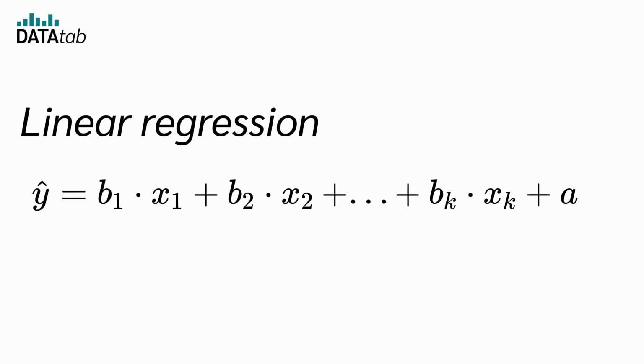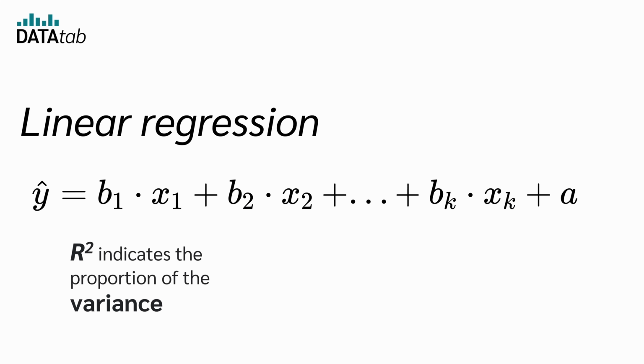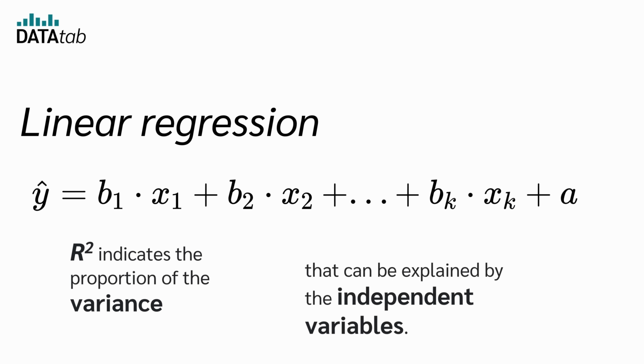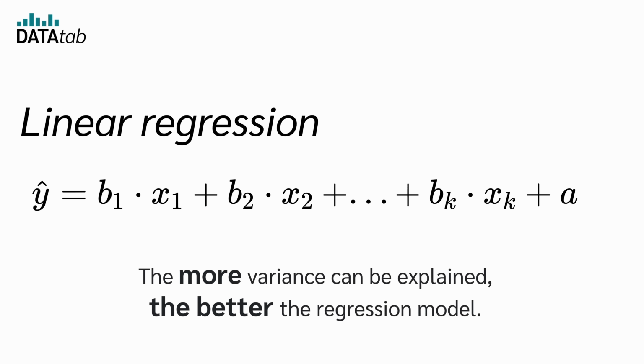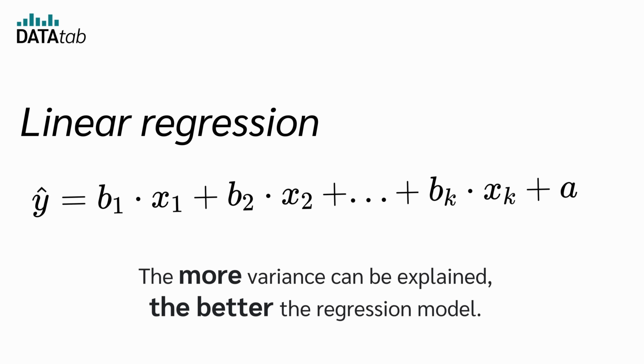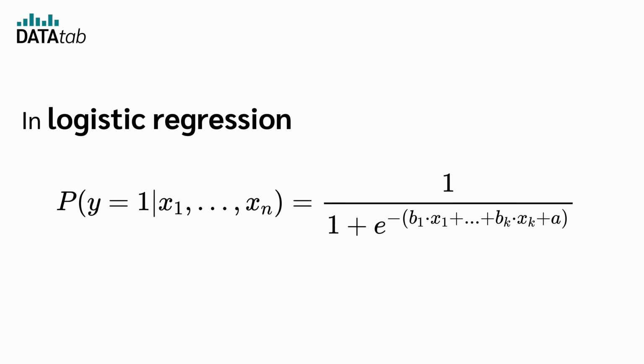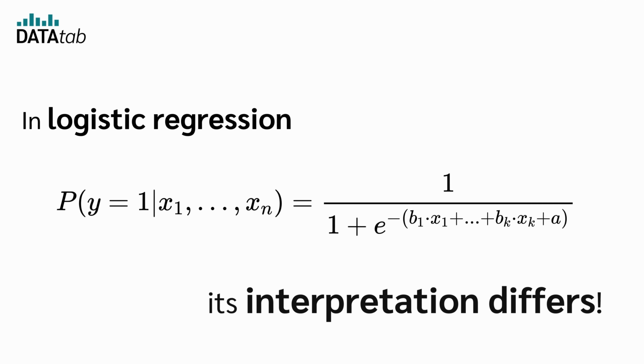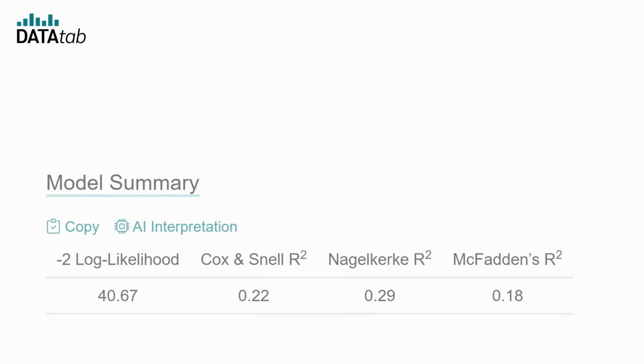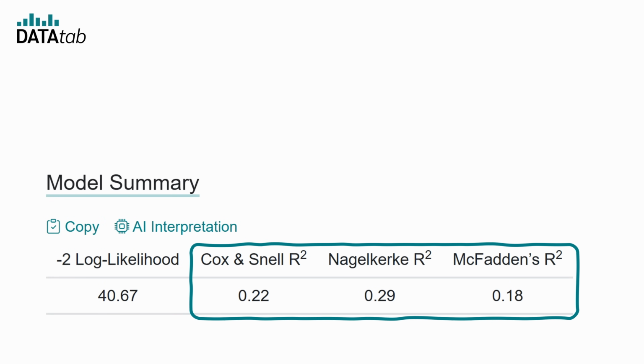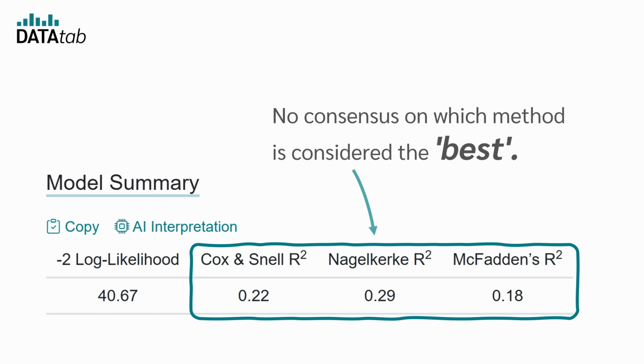In a linear regression, the R squared indicates the proportion of the variance that can be explained by the independent variables. The more variance can be explained, the better the regression model. In a logistic regression, however, its interpretation differs and multiple methods exist to calculate R squared. Unfortunately, there's no consensus yet on which method is considered the best.